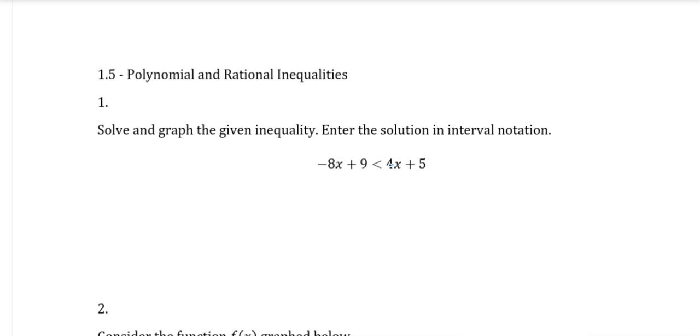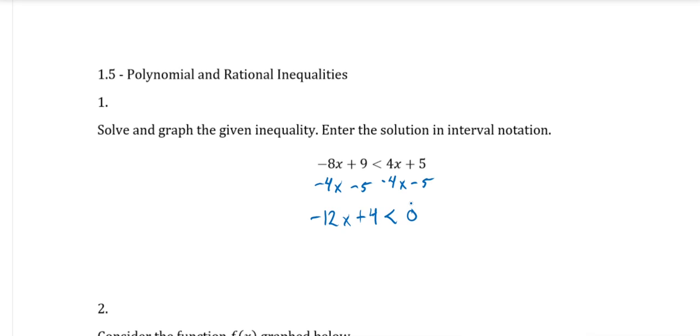We could solve such an equation for x. If I minus my 4x over to this side, I would have minus 12x plus 9 plus 5. I'm actually going to do something a little odd here. I'm going to minus this 5 over, not because it's the most direct way to solve this inequality, but because we're going to be looking at polynomials soon.